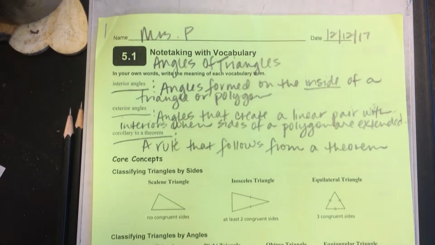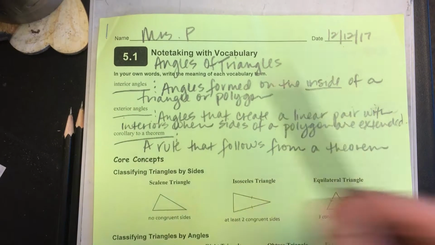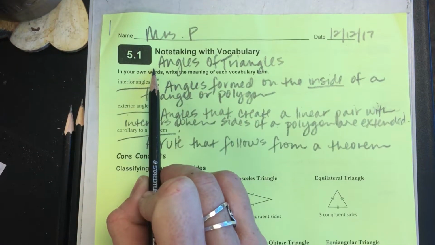All right, starting our notes in first hour, they've had some time to already copy the definitions. The section title for 5.1 is Angles of Triangles.